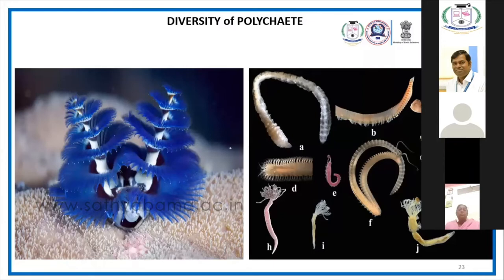Taxonomy helps to know the diversity of living organisms, and better knowledge in taxonomy leads to better understanding and utilization of bioresources globally. These are some of the polychaetes from the deep sea. The ability to accurately identify species is fundamental to ecological research and environmental monitoring.